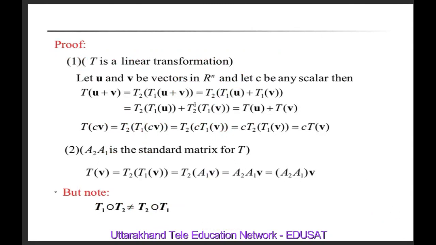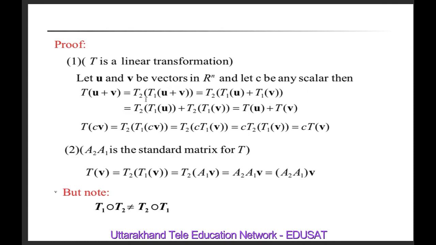Suppose T is a composition of linear transformations. First we will show that T is a linear transformation. So let u and v be vectors in Rn and c be any scalar. So we have T(u + v), which is T2 of T1(u + v).